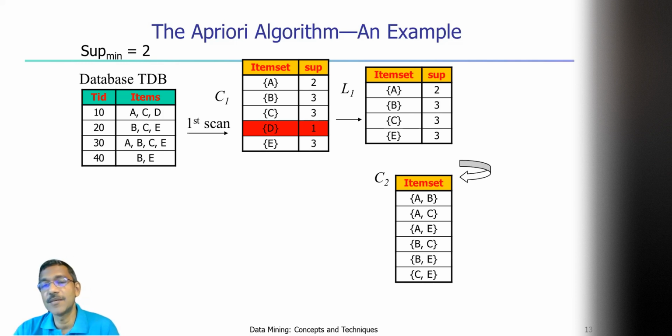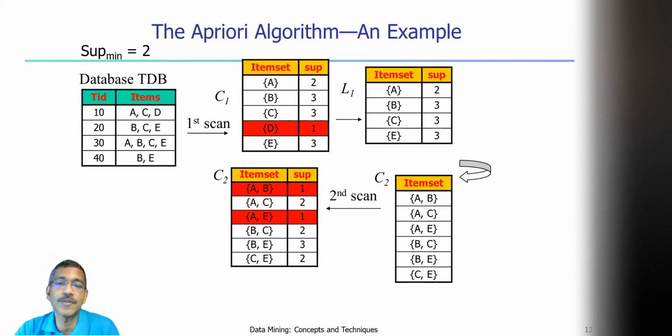Then we need to look at the combinations: AB, AC, AE, BC, BE, CE. I said this is not the best algorithm, but this is the first algorithm that people came up with, and it works. Now we do a scan again to find out whether these combinations are frequent. If you do that, we get this result, where we find that AB is 1, AE is 1, but the rest of the combinations that we checked are at least 2 or above. So we keep them.